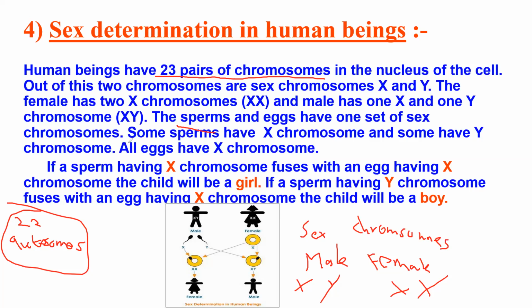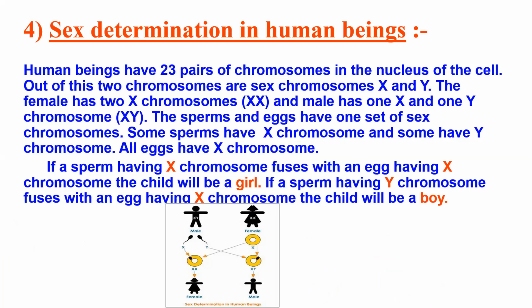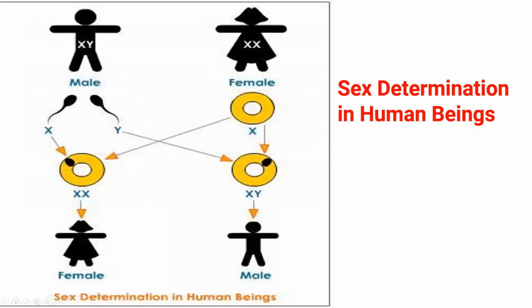Some sperms have X and some have Y chromosomes, but all of the eggs have X chromosomes. That is, all female gametes carry only X chromosomes. If a sperm carrying X chromosome fuses with an egg having X chromosome, the genotype will be XX, and XX means that the child will be a girl. And if a sperm having Y chromosome fuses with an egg having X chromosome, then the child will be a boy because the genotype formed is XY. That's basically it. It's the same thing we learned in 8th. Anyway, let's just do the cross because we didn't do that yet.